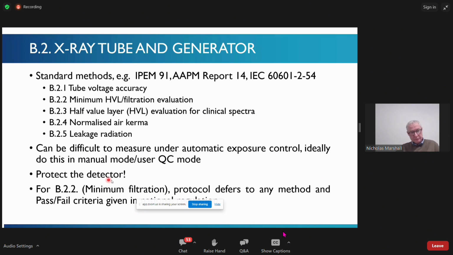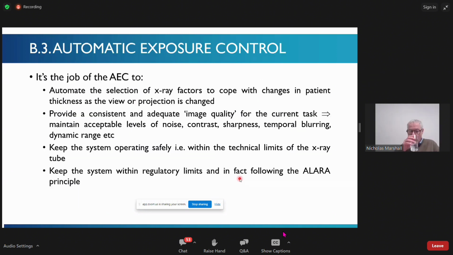Onto the automatic exposure control. A brief reminder of what the job of the AEC is. It's to automate the selection of X-ray factors to cope with changes in patient thickness as you move and make different projections around the patient, to provide a consistent and adequate image quality for your current task, which, as we know, can be programmed for the different tasks. So this means really maintaining acceptable levels of noise, contrast, sharpness, temporal blurring, so that the clinician can get the information that they need to do the task.